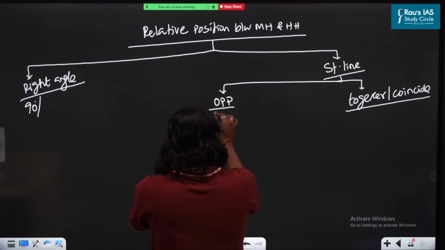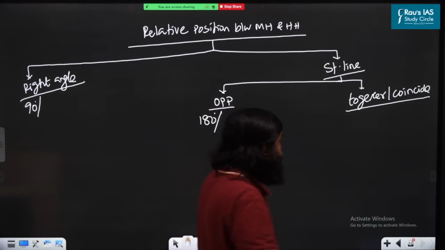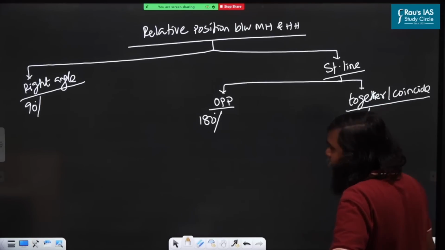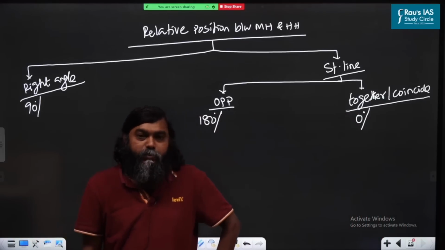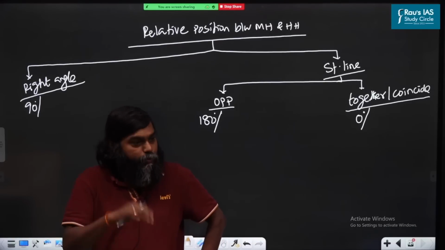Whenever there is a 180 degree gap between the minute hand and the hour hand, it is said to be opposite. When can you say together? Whenever there is a 0 degree gap between the minute hand and the hour hand, it is said to be together or coincide. But 0 degree is synonymous with 360. Remember that; I will not write it, but you have to assume it like this.